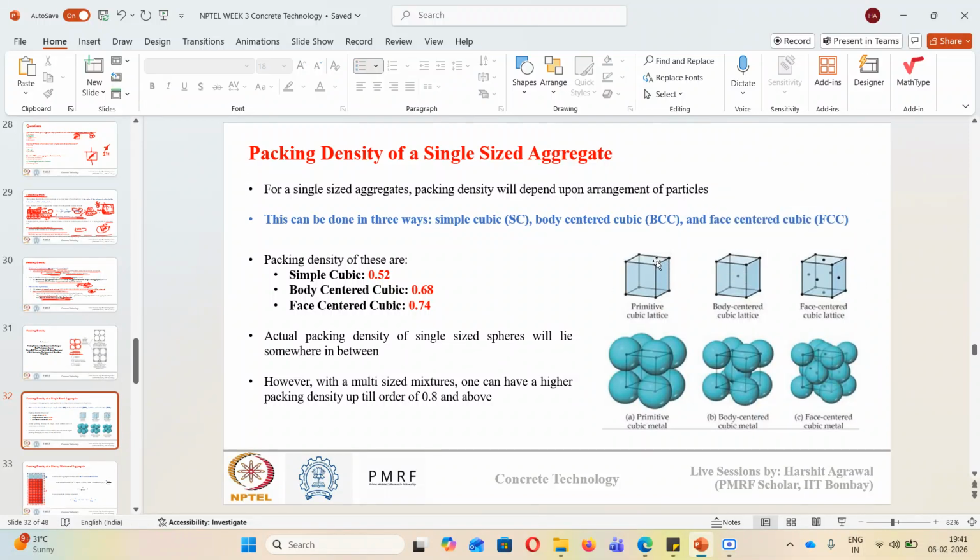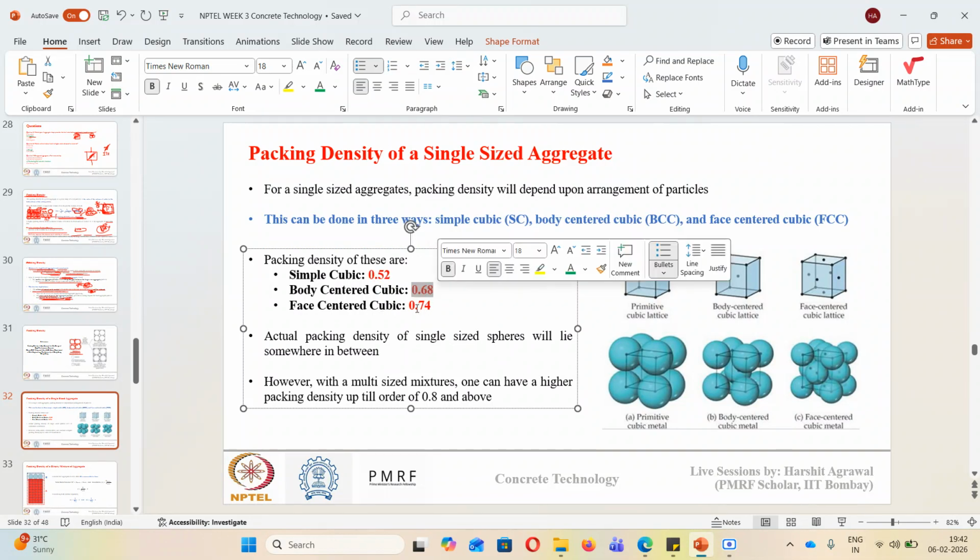If I take a small cell, a small cuboid inside concrete, aggregates can be either present on the edges, or on the edges plus center, or on the edges plus body center of each face. So for this cube, I know the volume, and I know how much aggregates are occupying this volume. So I can define the packing density of simple cubic is 0.52, for body centered cube is 0.68, and for face centered cube is 0.74.